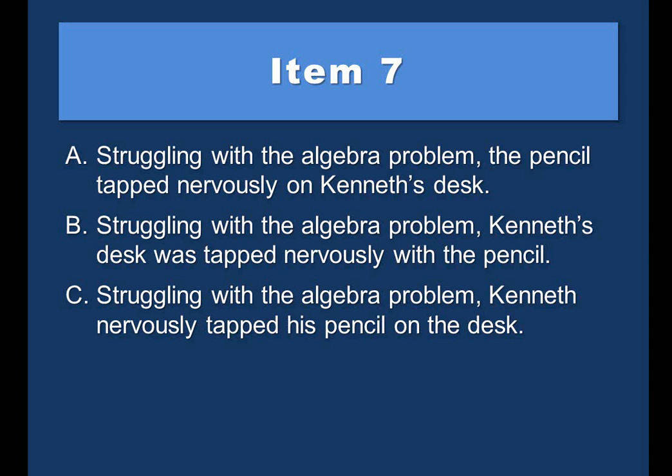B part. Struggling with the algebra problem, Kenneth's desk. So was it his desk that was struggling with the algebra problem? No, it wasn't. So B is also ruled out. C part. Struggling with the algebra problem, Kenneth nervously tapped his pencil on the desk. Now that sounds correct. It was Kenneth who was struggling and not his desk or the pencil. Choice C should be the answer here.